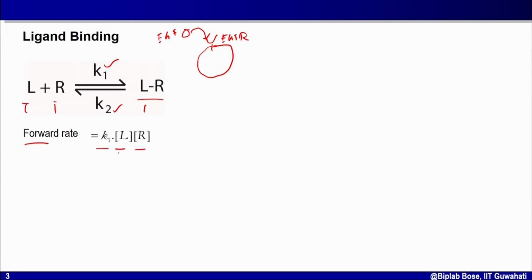These are concentrations, which is why I use square brackets, and I will also advise you to use that. These concentrations are usually in molar units. And remember, L and R are free molecules, so these are the concentrations of free ligand and free receptor. Similarly, using the same law of mass action, the reverse rate will be K2 into [LR], where K2 is the rate constant for the reverse reaction and [LR] is the concentration of the complex formed.